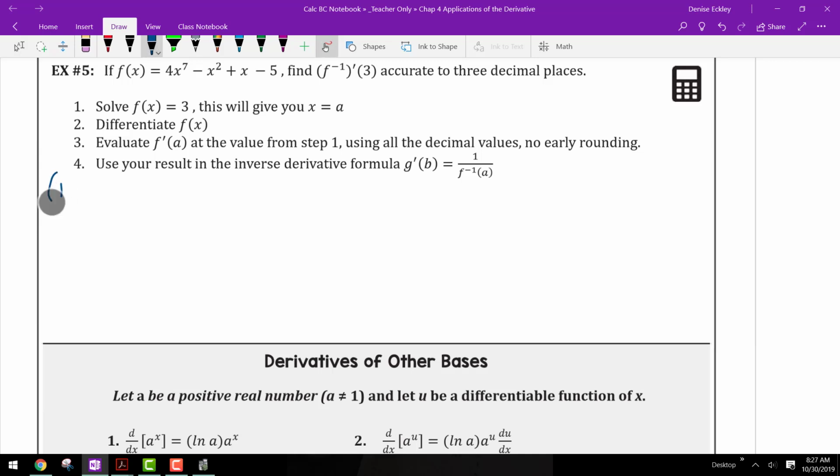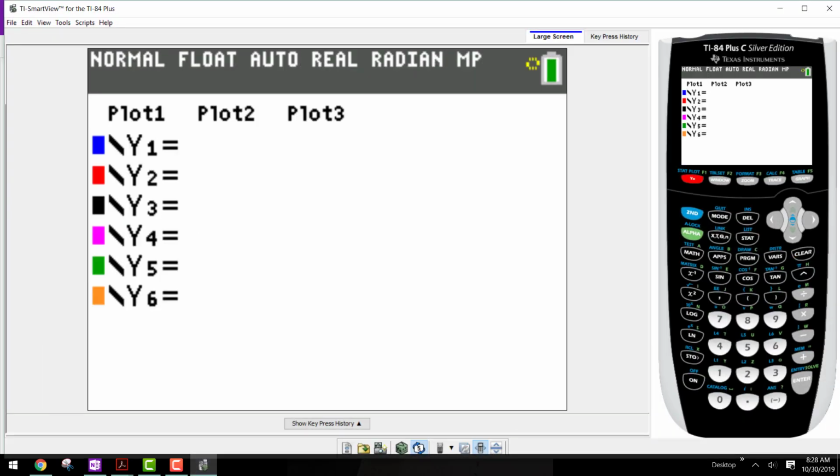So step 1 says to let f of x equal 3. So we're going to do 4x to the 7th minus x squared plus x minus 5 equals 3. So solving this, letting this equal 0, minus 8 equals 0. Then I'm going to go ahead and put that in my calculator, and then you just find the x-intercepts. I'm not going to do that here. I'm sure you all can do that. So I'm going to enter the function. I'll just do that much.